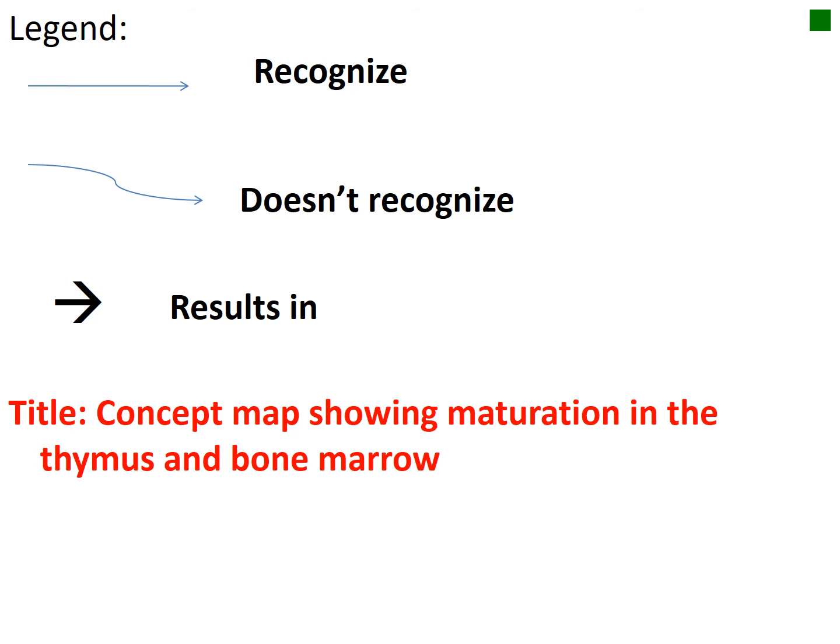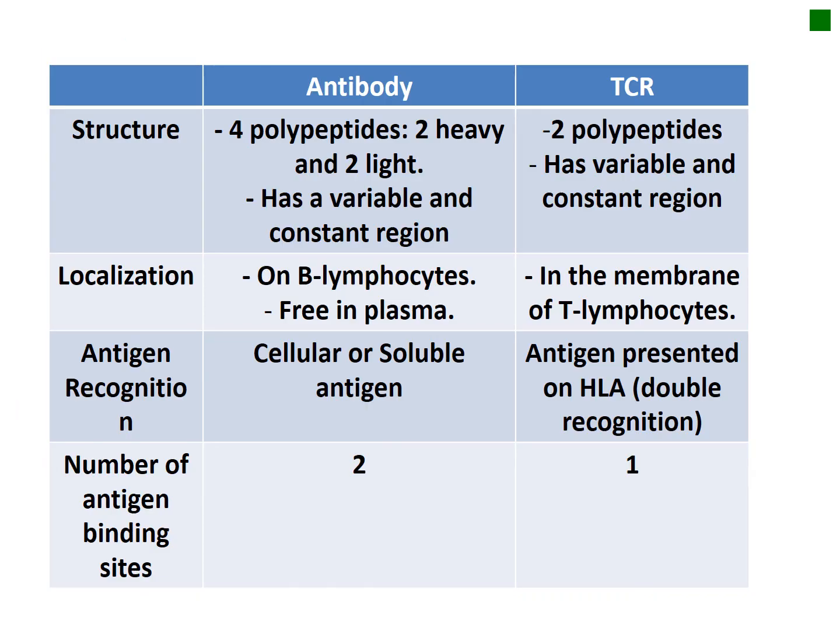This is a concept map showing the maturation in the thymus and bone marrow. This table shows the differences between the antibody and TCR.